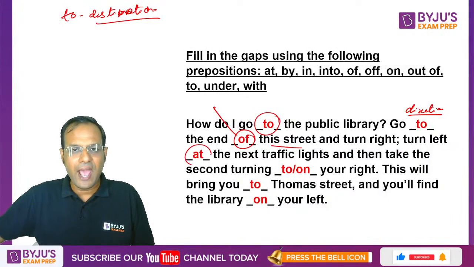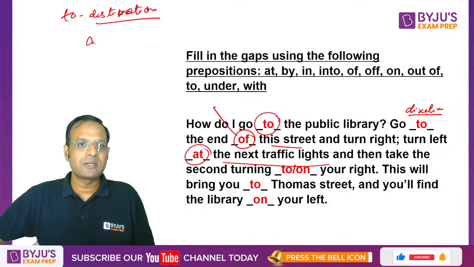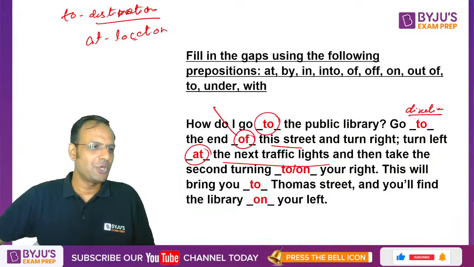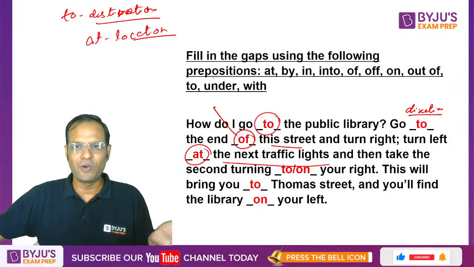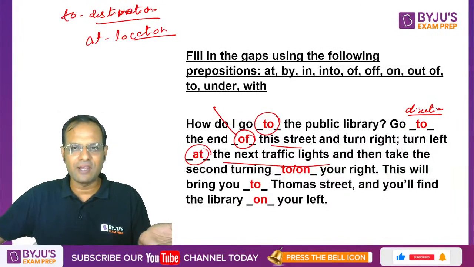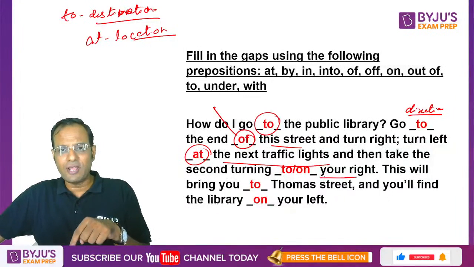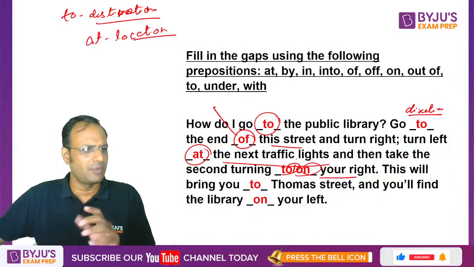Turn left at the next traffic light. At is a preposition that shows location. And then take the second right. It can be to your left or on your left. Both possibilities are fine.